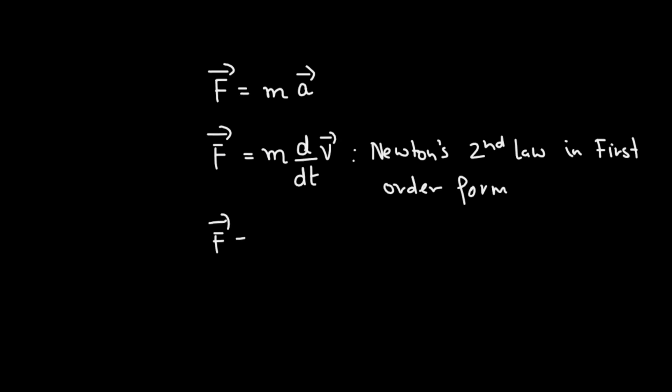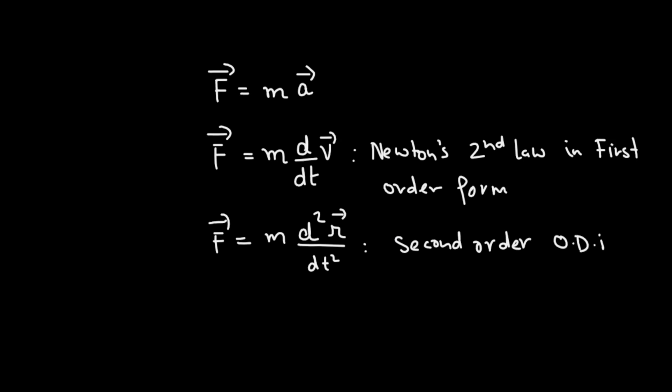Or you can write this equation in terms of the position. That means force vector F equals m times the second derivative of the position vector r. So this is in the second order form, or you can say this is a second order ordinary differential equation.